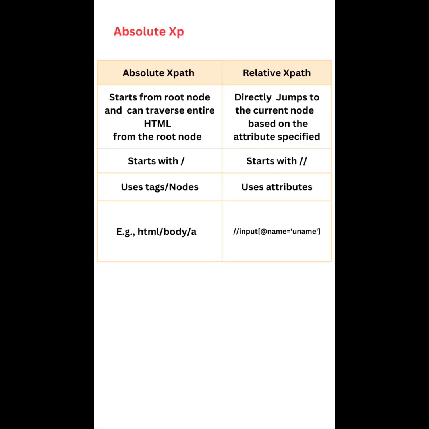Absolute XPath versus relative XPath. Absolute XPath starts from root node and can traverse entire HTML from the root node. It starts with single slash. Relative XPath directly jumps to the current node based on the attributes specified. Starts with double slash. Absolute XPath uses tags and nodes, where relative XPath uses attributes. Examples for absolute XPath versus relative XPath are given here.